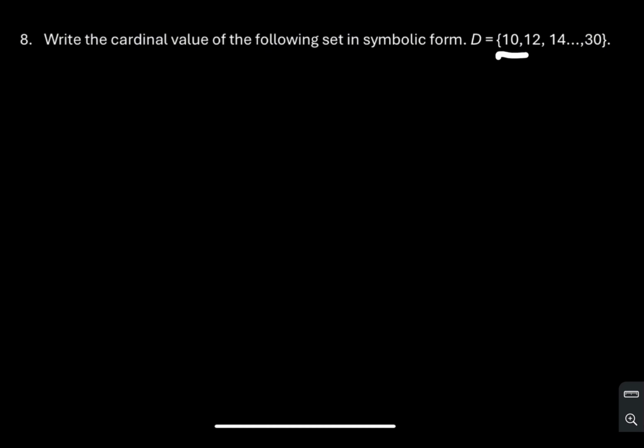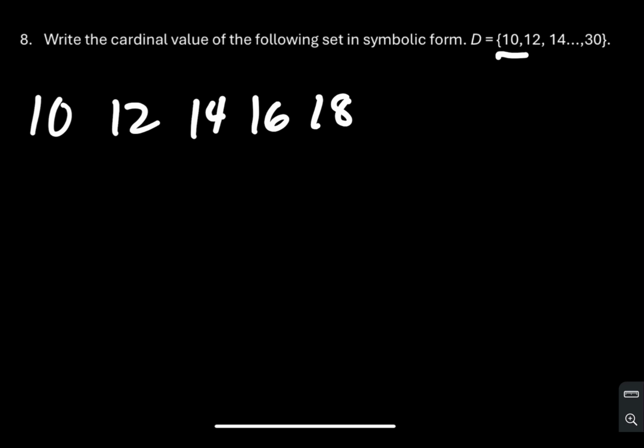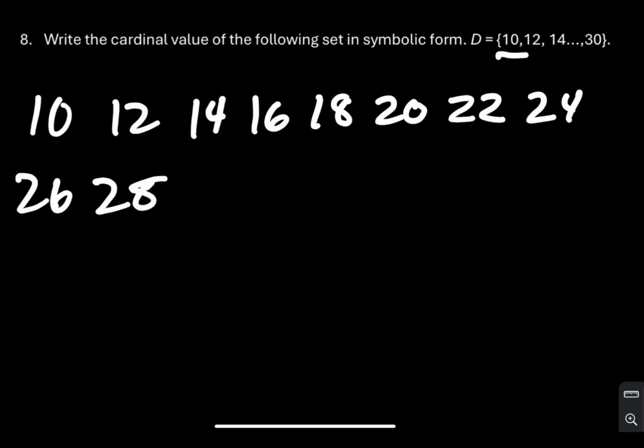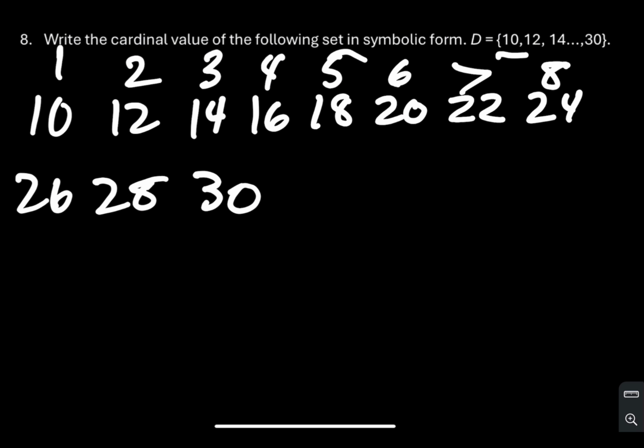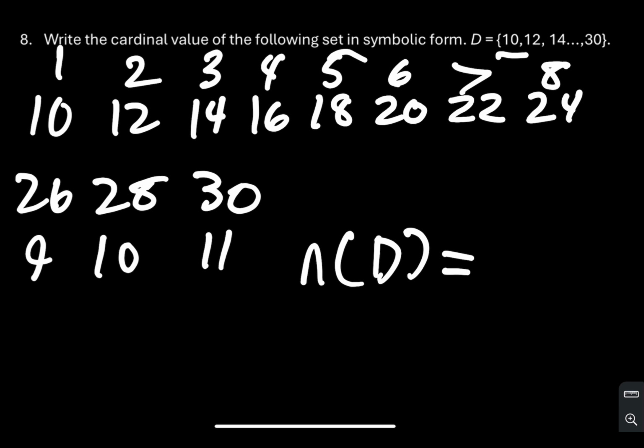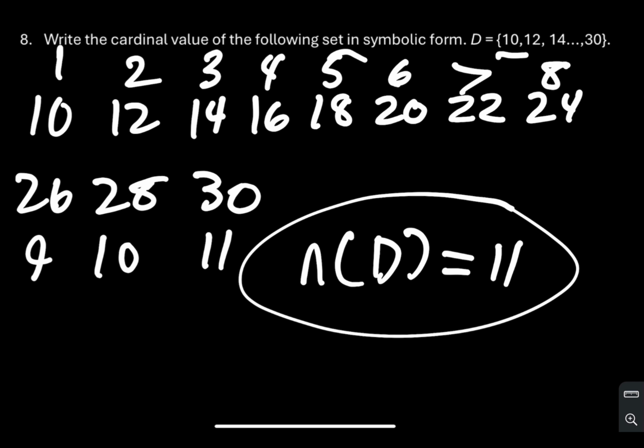So we need to write out all the numbers in that set, because this ellipsis is just simplifying the set. So we need to expand it. So we have 10, 12, 14, 16, 18, 20, 22, 24, 26, 28, and then finally 30. So we have 1, 2, 3, 4, 5, 6, 7, 8, 9, 10, 11 elements in our set. So our cardinal value is going to be 11. So it's going to be n of the set name, which is D, is equal to 11. And that's going to be your answer.